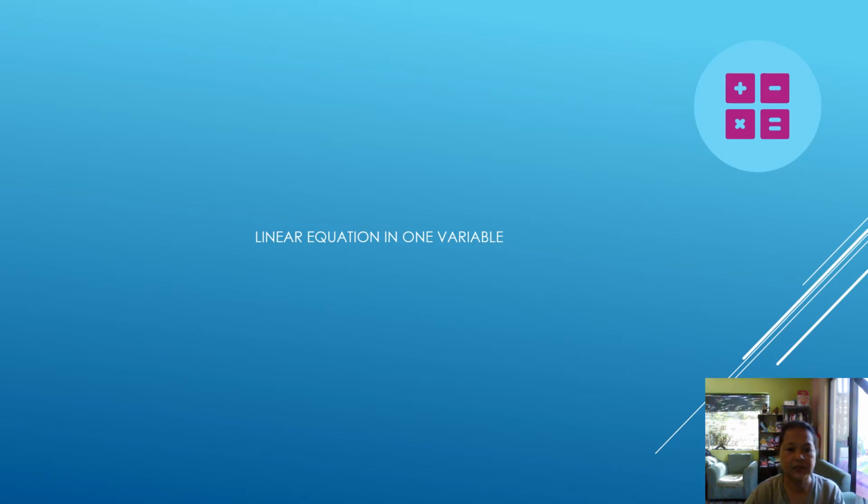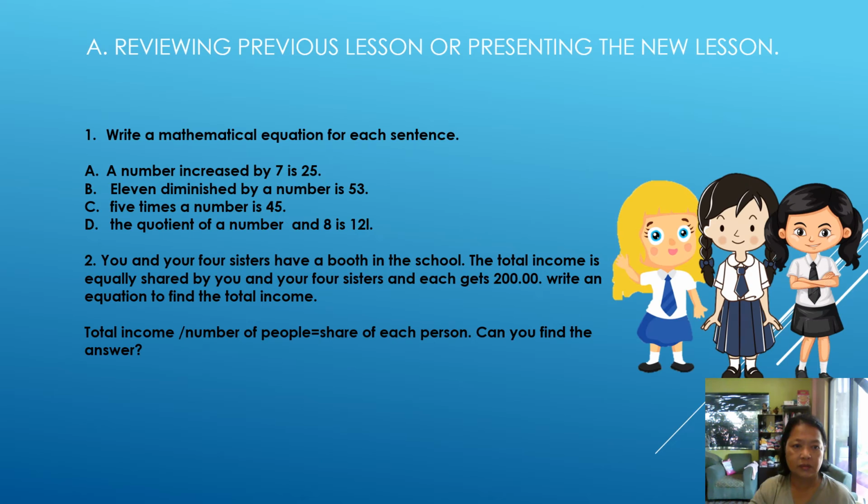So our topic is linear equation in one variable. Letter A, reviewing previous lesson or presenting the new lesson. We have here examples that we are going to discuss. Example number one, we are going to write a mathematical equation for each sentence. Letter A, a number increased by 7 is 25.